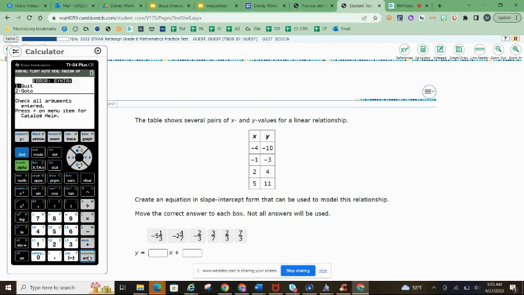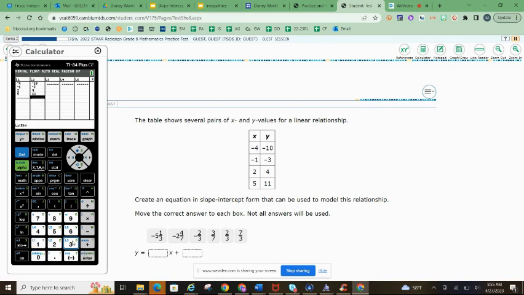So we have -4. Now, when I'm typing, I need to make sure I don't use the subtraction sign. I use the negative sign, because I messed up there. So -4, enter. Then we have -1, enter. 2, enter. 5, enter. Okay. Then we arrow over to L2 to put our y values. So I have -10. Then we have -3. Then 4, then 11.